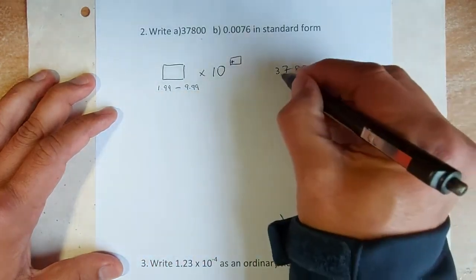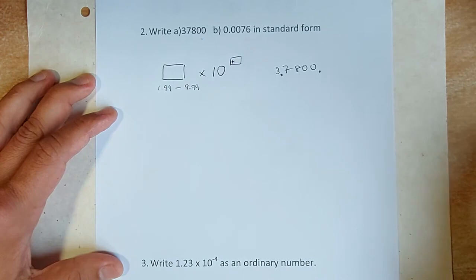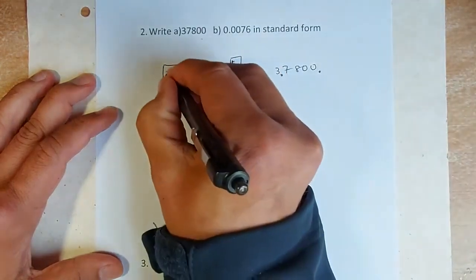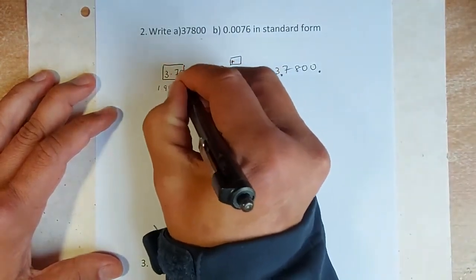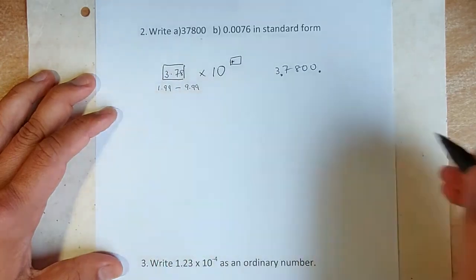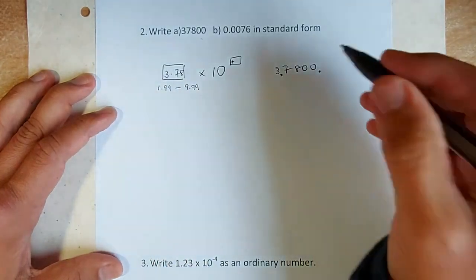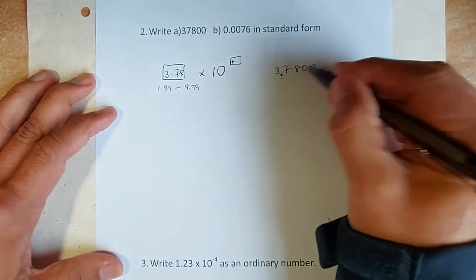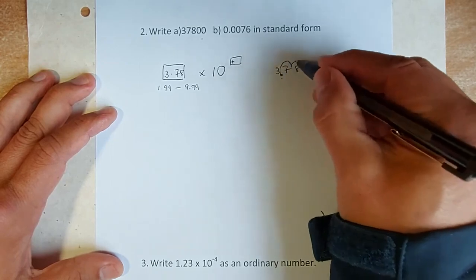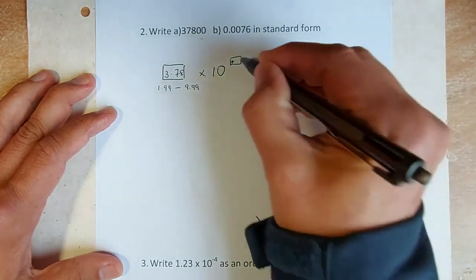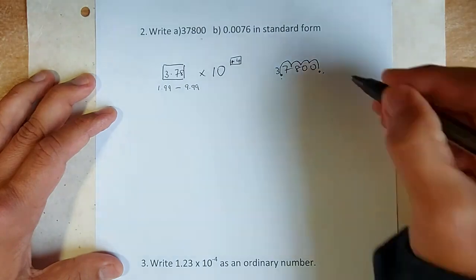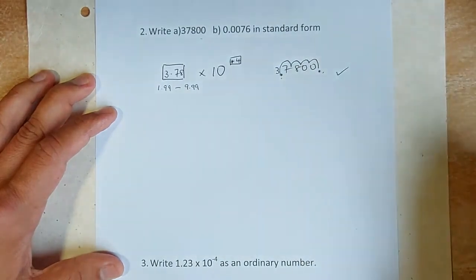So we're going to move the decimal point here. That number becomes 3.78. So 3.78 lies in that range, and that'll be good. Now we're going to see how far we move from here to here. We jump 1, 2, 3, 4. So it's going to be plus 4, and that will give you another mark.